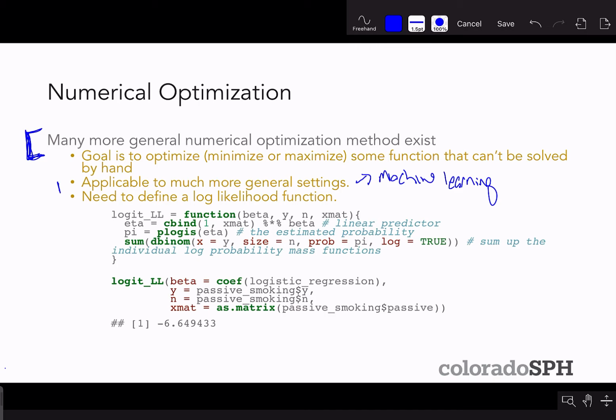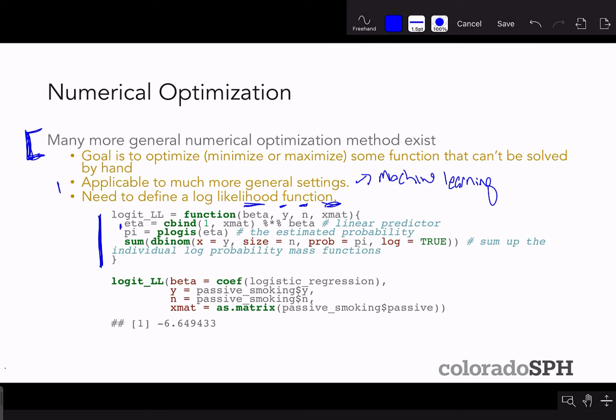And so the first thing that you need to do in order to go about doing this in a more general way is define the function that you're interested in optimizing. And so in our case, we are interested in optimizing the log likelihood function for logistic regression. And this is a function that depends on the beta values, the y values, the x values, and then n, which is the total number of trials. And so I've defined this function as such.